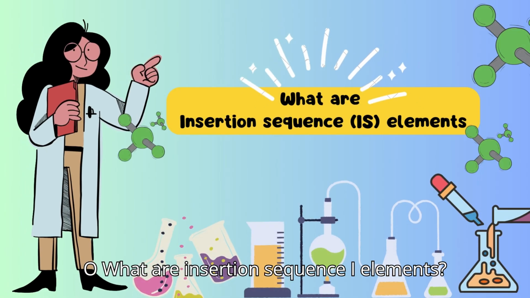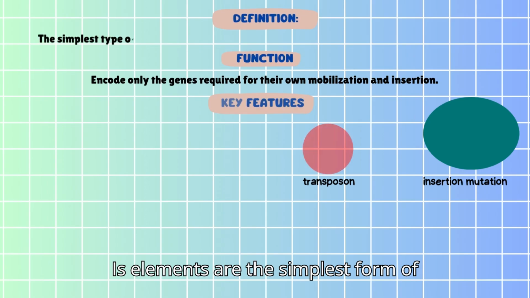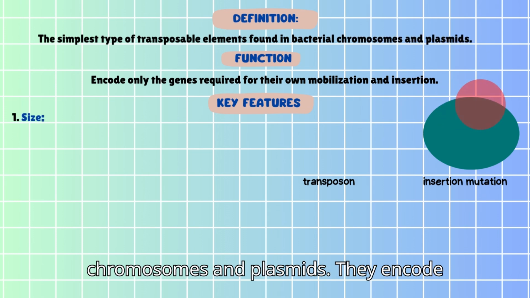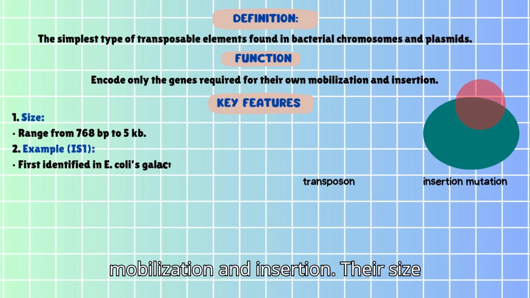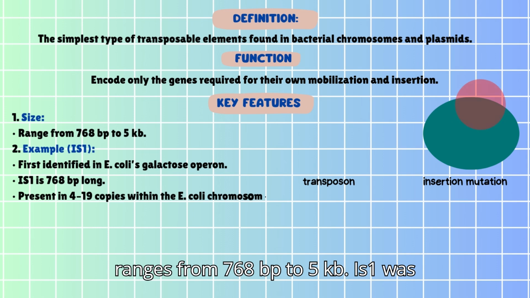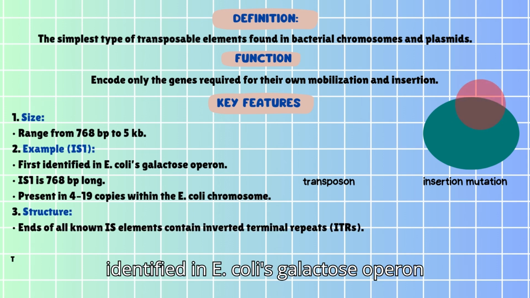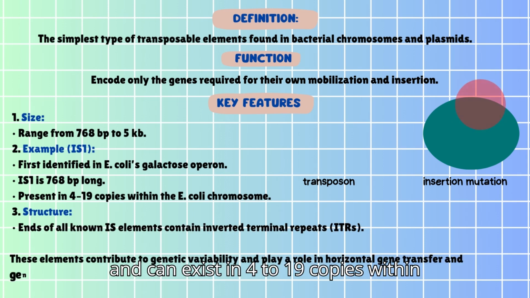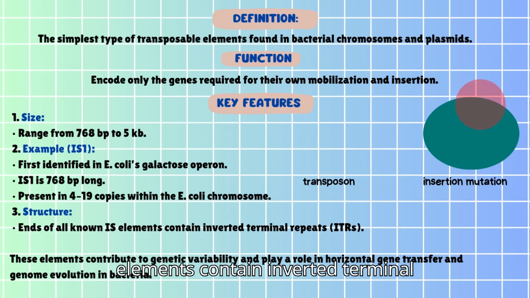So, what are insertion sequence IS elements? IS elements are the simplest form of transposable elements found in bacterial chromosomes and plasmids. They encode only genes required for their mobilization and insertion. Their size ranges from 768 bp to 5 kb. IS1 was identified in E. coli's galactose operon and can exist in 4 to 19 copies within its genome. The ends of all known IS elements contain inverted terminal repeats.